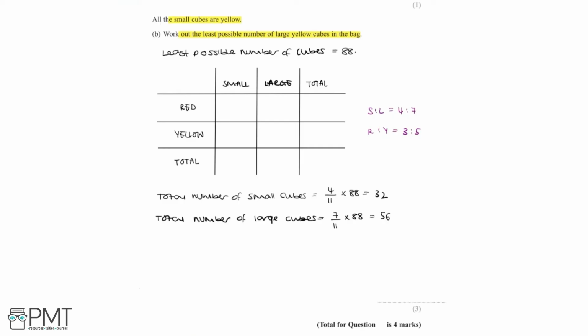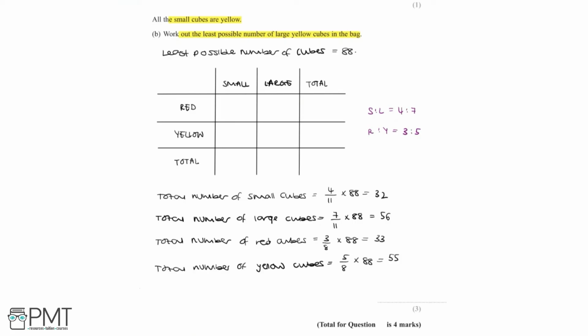Now looking at the ratio of the number of red cubes to the number of yellow cubes, well 3 plus 5 is 8, and so we can say that 3 out of 8 of the total number of cubes would be equal to the number of red cubes, and so the number of red cubes would be 3/8 multiplied by 88, giving us an answer of 33. And finally, we can say that the total number of yellow cubes is equal to 5/8 multiplied by 88, giving us an answer of 55.